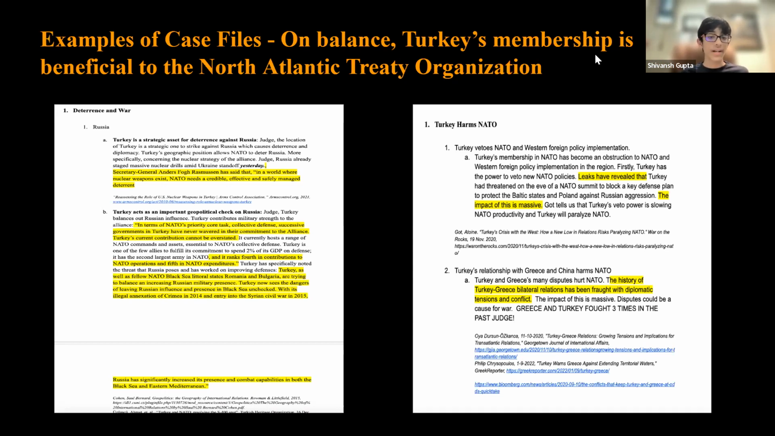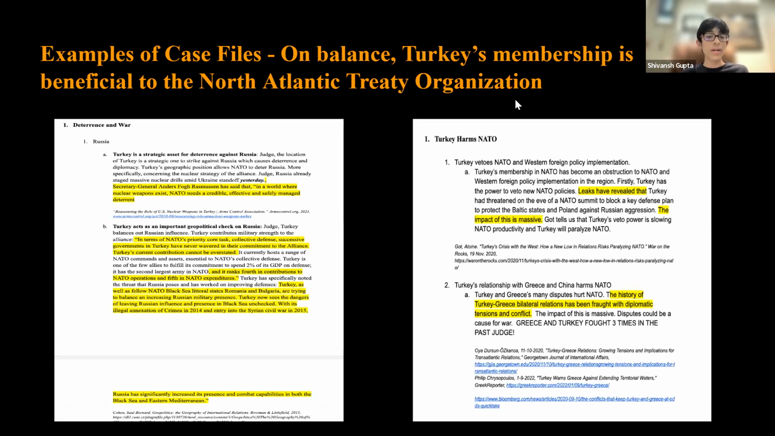Don't make it too complicated. Don't have 10 subpoints in the same argument. Make 3 subpoints in the same argument and explain them clearly. Explain what they mean and why they're important. That is what should be important in the debate.